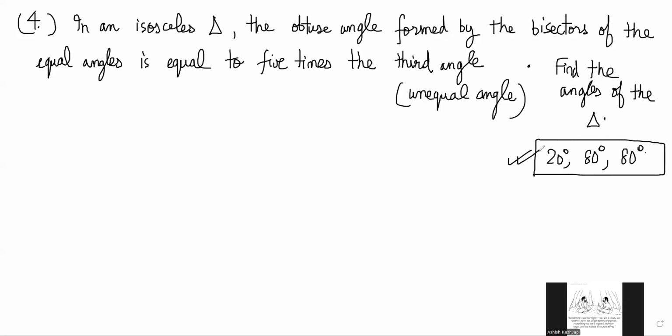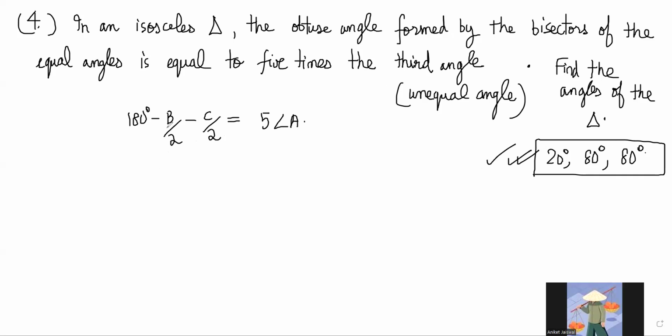This should not be a problem for anyone. I hope everyone is getting it. You just have to draw the figure and write the condition of the problem. The equation that you will get is 180 minus B by 2 minus C by 2 is equal to basically 5 times angle A, right sir? It's coming 80, 50, 50. No, 80, 80, 20, sorry. 80, 80, 20 is the right answer. And B and C are equal, so it will be solved immediately.